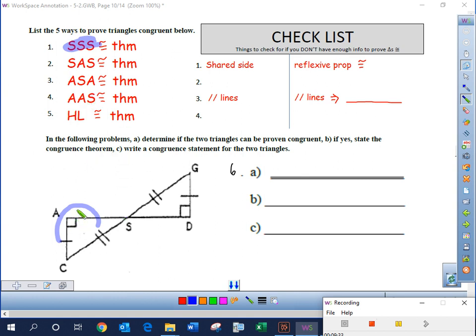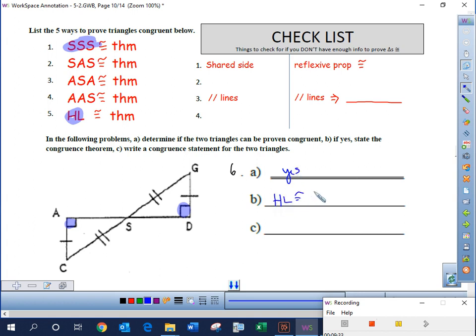Angle, angle, side, I have to have two angles, but how about hypotenuse leg? Don't we have right triangles in this situation? And we have tick marks on the hypotenuse and tick marks on the leg, so I didn't even need to go to the checklist on this one. Yes, these triangles are congruent by the hypotenuse leg congruence theorem. So triangle ACS, and A corresponds with D, C goes with G, S goes with S.